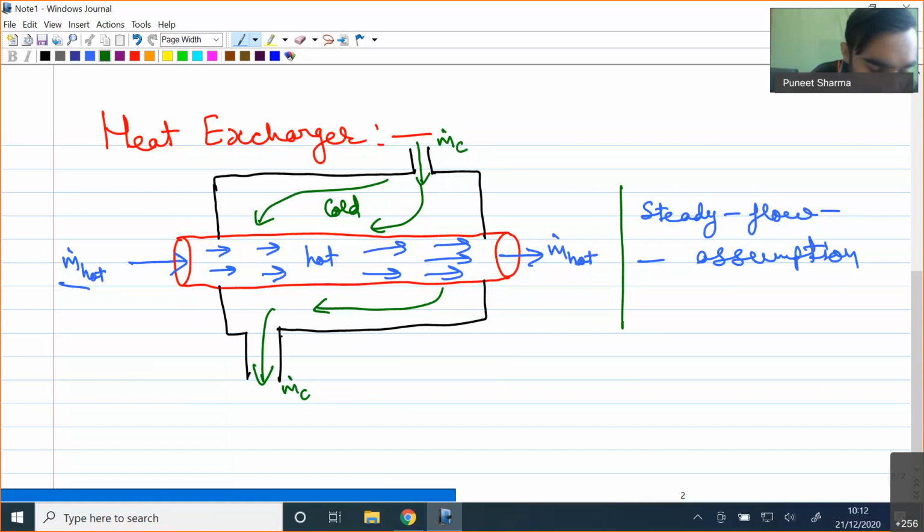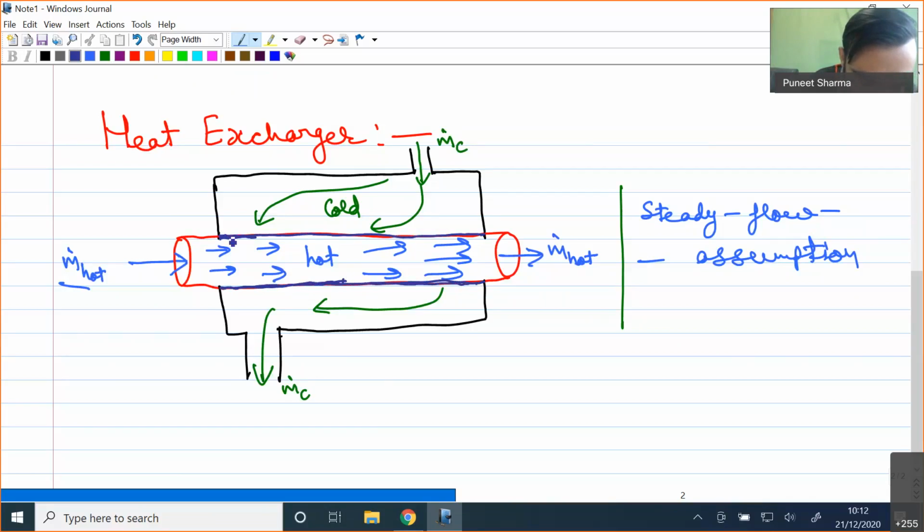Now you can clearly see that this particular area I am highlighting represents a surface, and on both sides of this area we have different fluids. On the inner periphery of this tube wall, we have the hot medium, and on the outer periphery we have our cold medium.